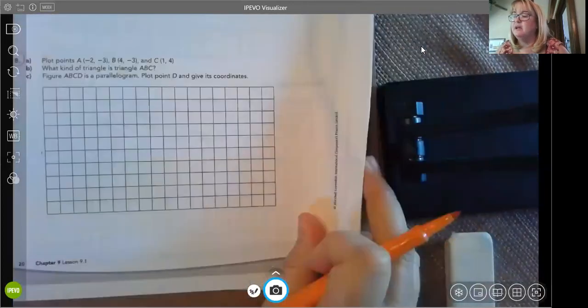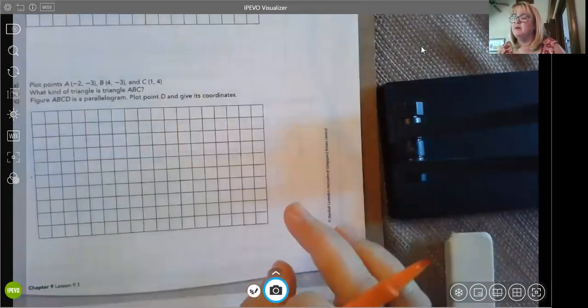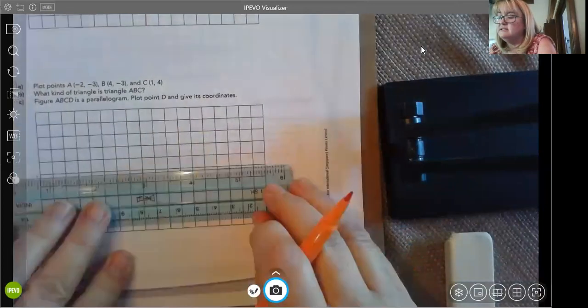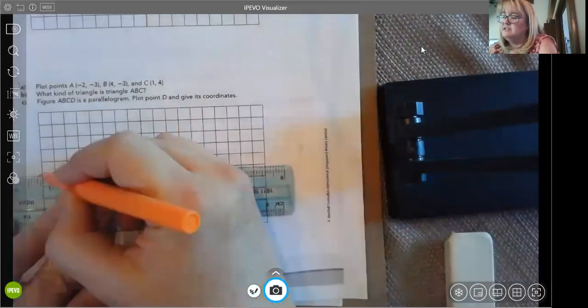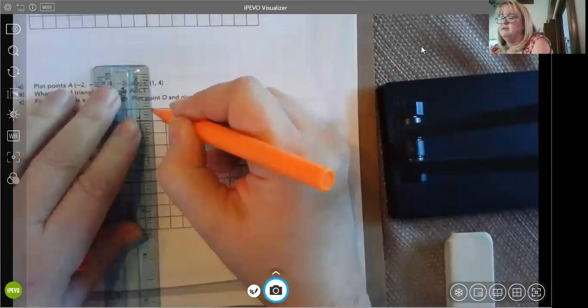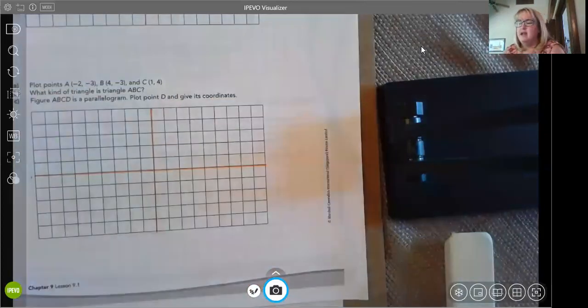It says plot these points. What kind of triangle is ABC? Figure ABCD is a parallelogram. Plot point D and give its coordinates. Okay, let's draw our X axis just slightly below middle, kind of towards the middle, I guess. Maybe it is the middle. I don't know. All right, here we go.